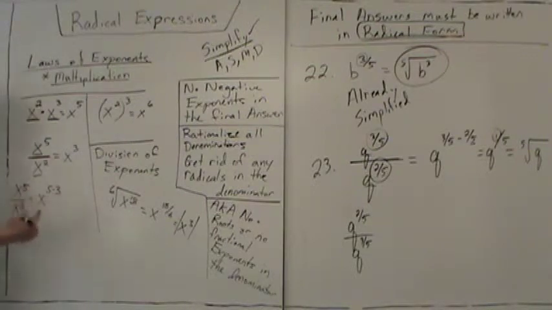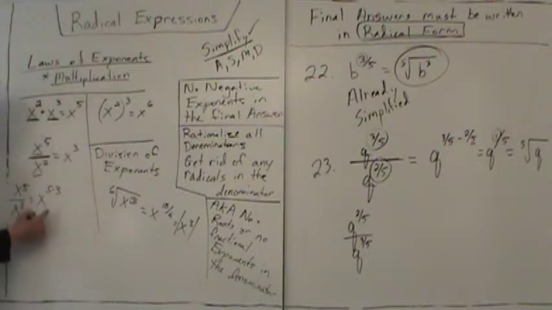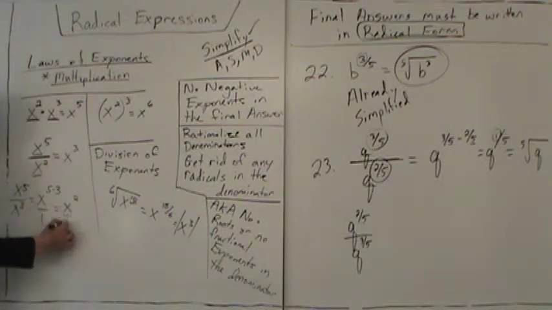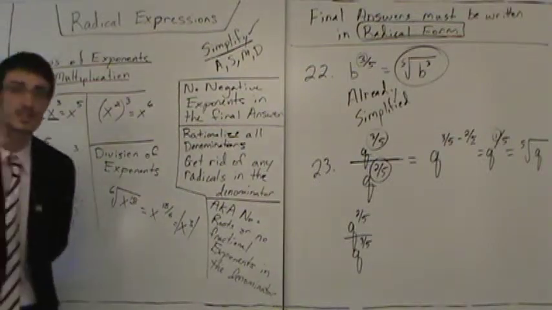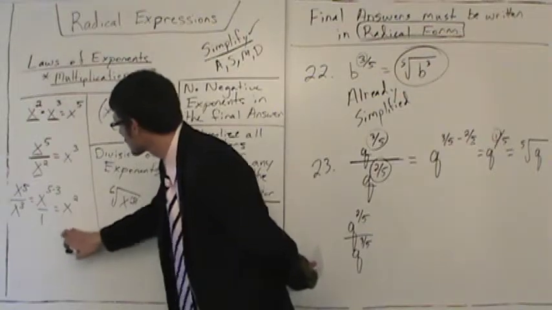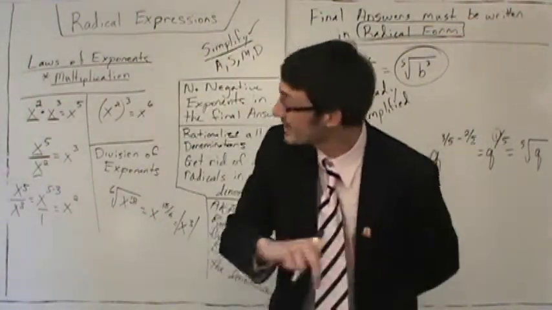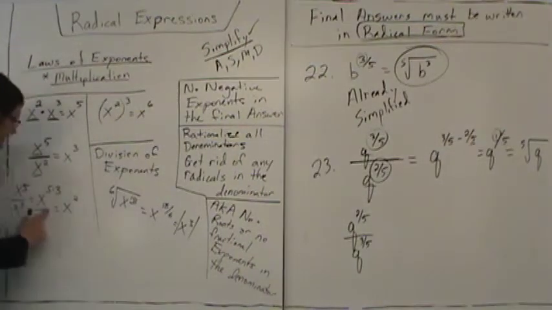Where does our result lie after subtraction? Well, after subtraction, our result lies in the numerator. This results in x to the second power over 1. So after subtracting exponents, your result lies in the numerator, not the denominator. So regardless of whether we subtract and get a positive exponent or a negative exponent, the result will always lie in the numerator.